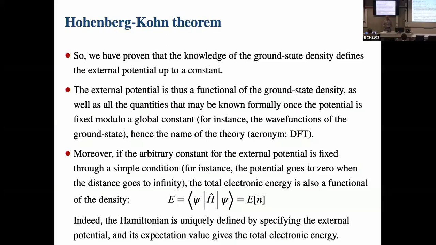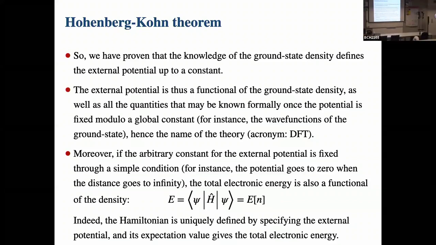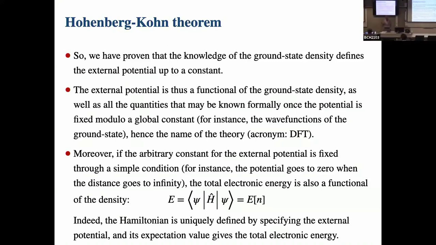And as a result of that, the potential can be written formally as a functional of the ground state density. So once you have the density, you have the external potential. We don't know what it is, but we can write it formally, and it is fixed up to a constant that we usually fix by some limit at infinity or something like that. And so this is why everything is going to be written as a function of the density, hence the name density functional theory.